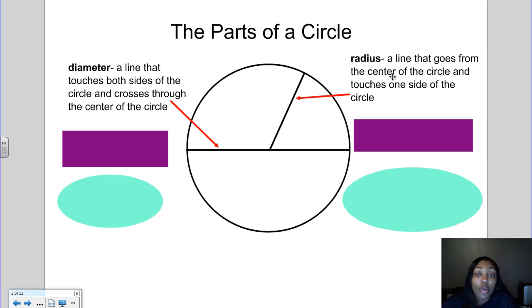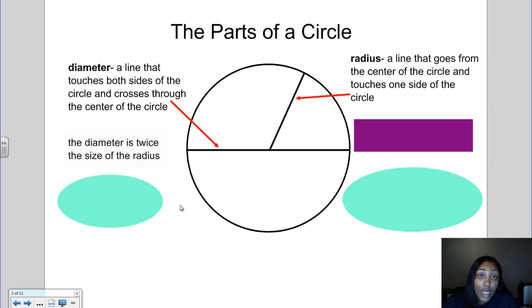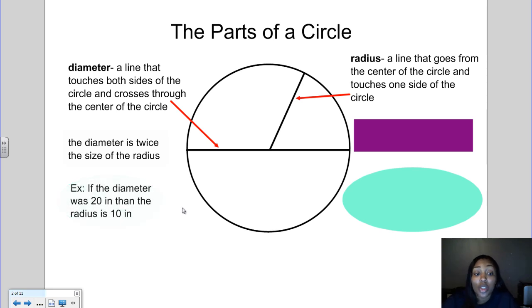The next part of a circle we want to talk about is called the radius. The radius is a line that goes from the center of a circle and it only touches one side of a circle. Now, one thing that you do need to know about the diameter is it's twice the size of the radius. So let's say, for example, you had a diameter that was 20 inches. Well, then the radius would be 10 inches.